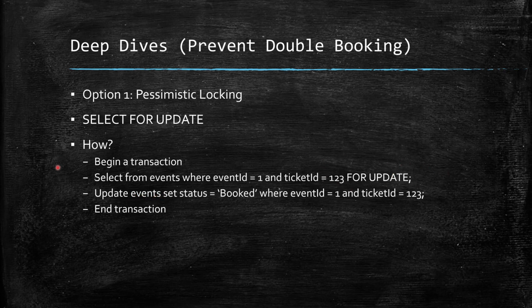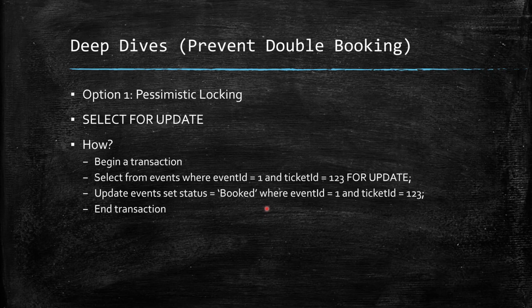So here you can see you did select for update, and now you are going to do the update operation. You're going to set the status to booked, where the event ID is equal to 1 and ticket ID is equal to 123. So this is after the user has made the payment. Once the user makes a payment, you execute this particular transaction.